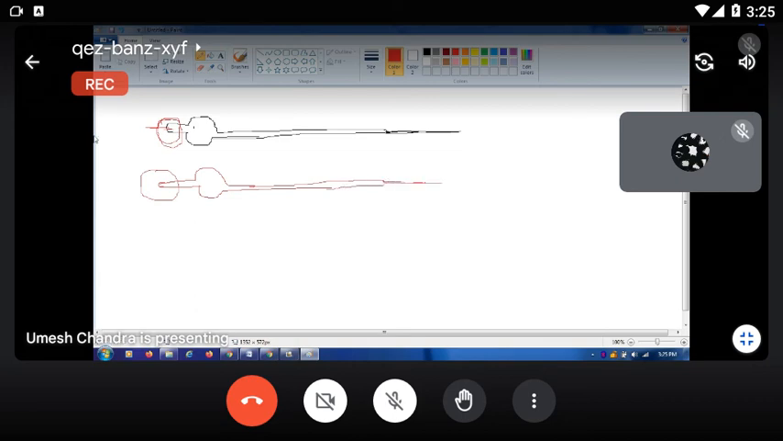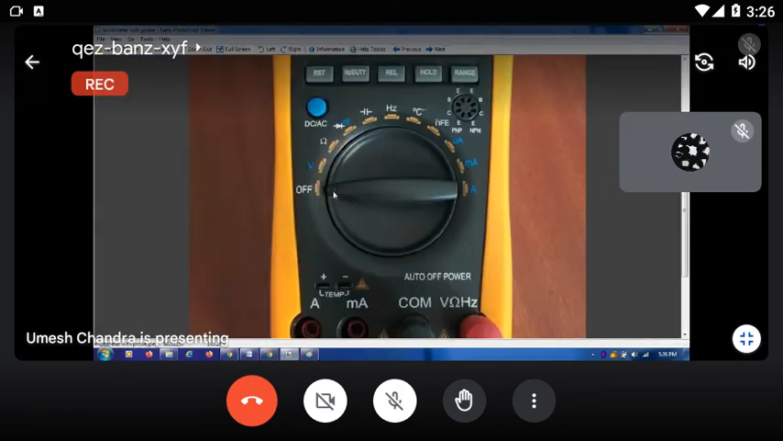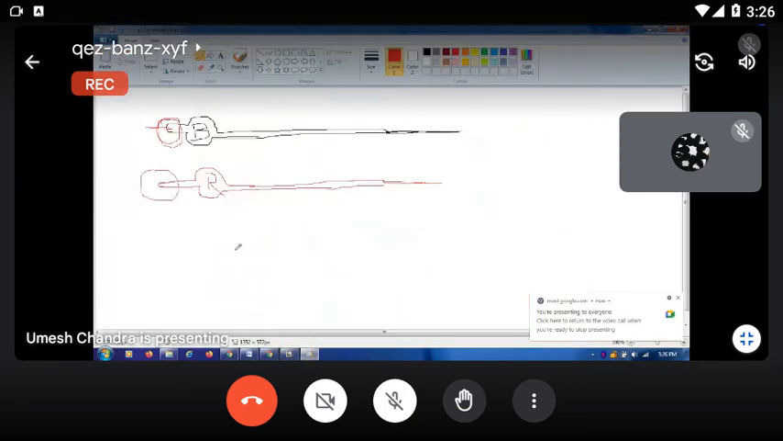Now, this is the black probe and this is the red probe. How do you check whether these two probes are working properly? In the multimeter, you rotate the variable switch and select the diode mode, and after that you press the AC/DC button. One is common, another is voltage. The first is common, COM, and the second point is voltage, V or ohm. Then you short the black lead with the red lead.